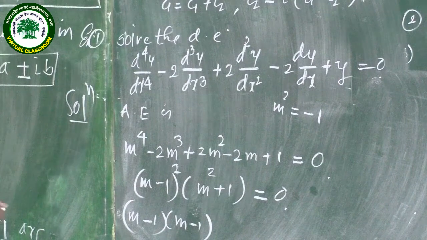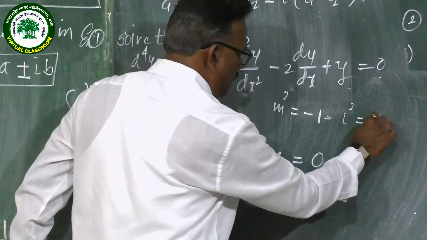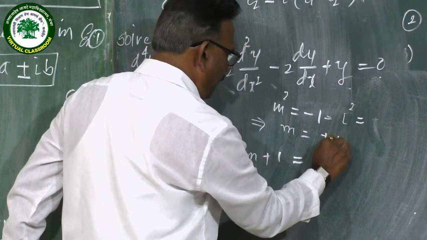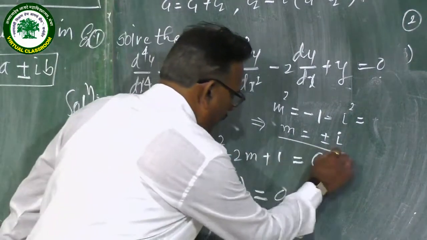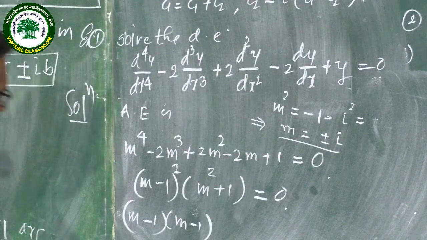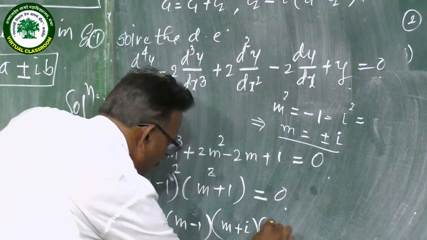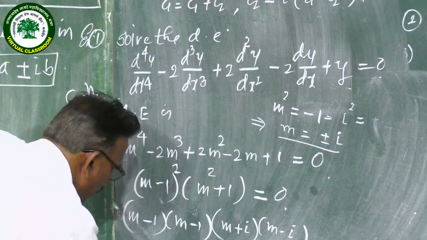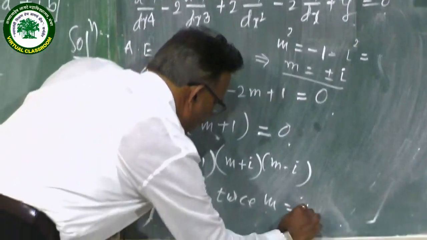m² = −1, but −1 is i², so taking the square root on both sides, m = ±i. i² has two values, +i and −i. Therefore, this is a complex number, and the complex roots are +i and −i. Therefore, m = 1 twice and m = ±i.